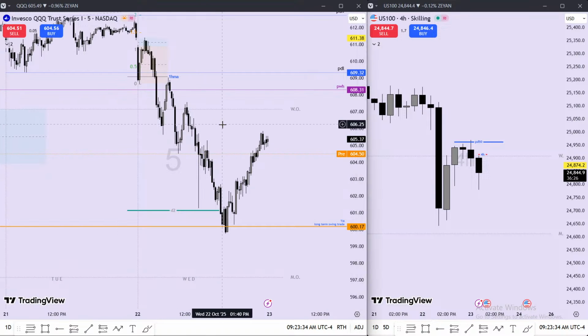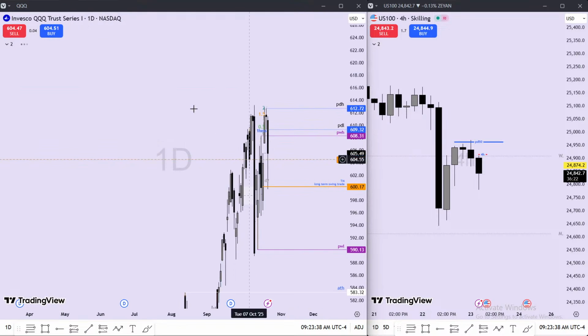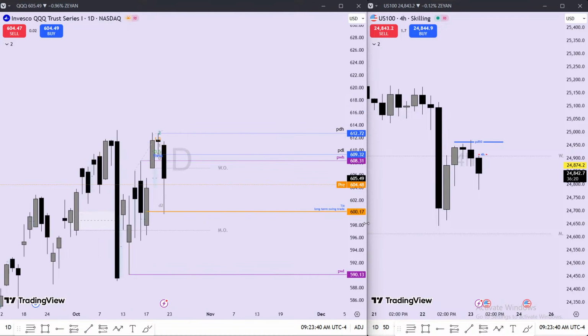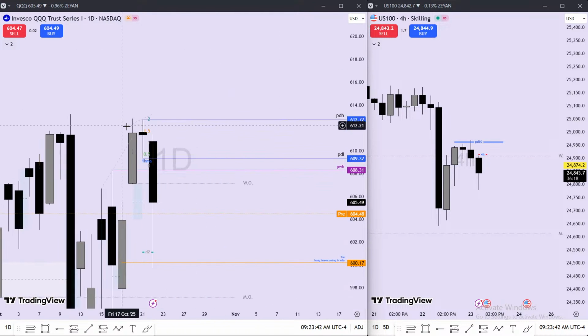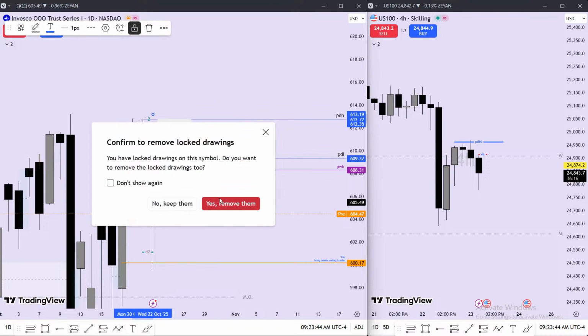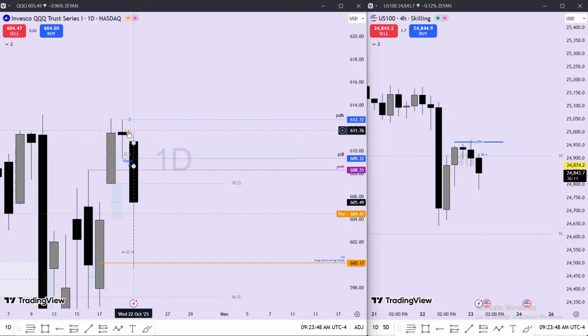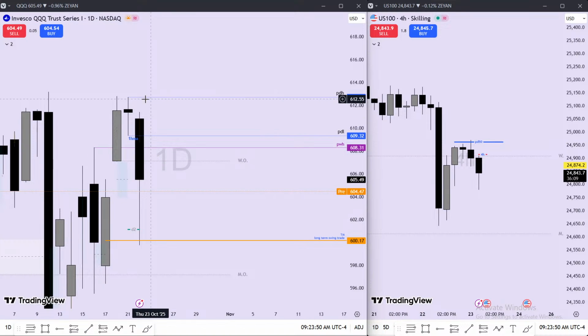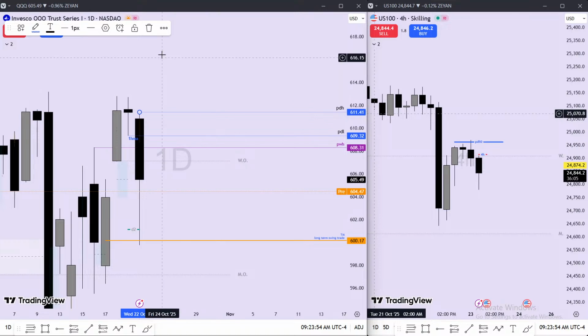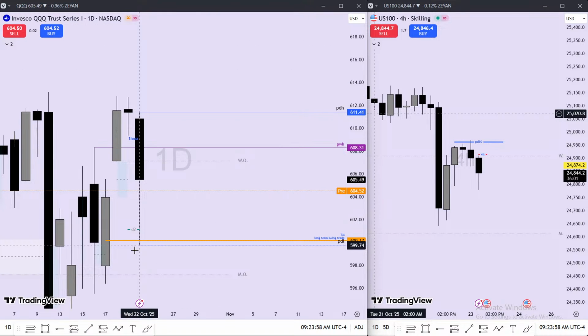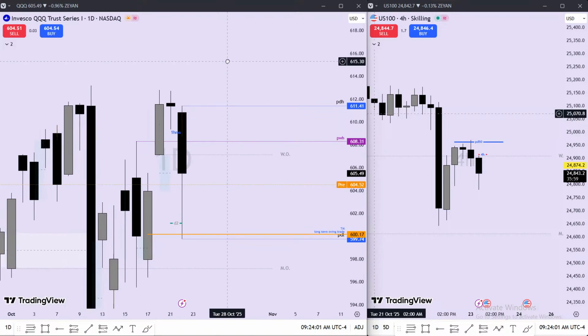Coming to the daily time frame. On regular trading hours, I'm using QQQs, and US 100 for the electronic trading session. Let's start with the previous day high. This line represents the previous day high. This blue line will represent the previous day low on the smaller time frame.